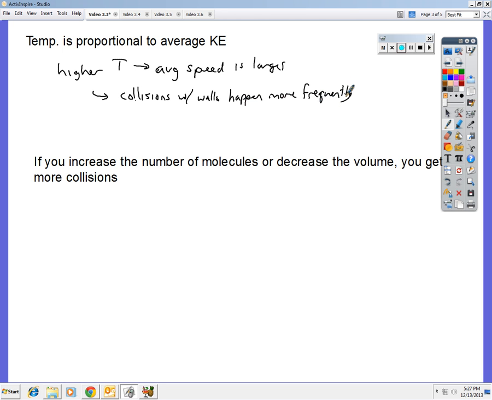The other thing is that when a molecule collides with the wall, it exerts more force. So there are more collisions, and there's also more force in each collision. The combination of those two means that increasing the temperature will make the pressure increase.